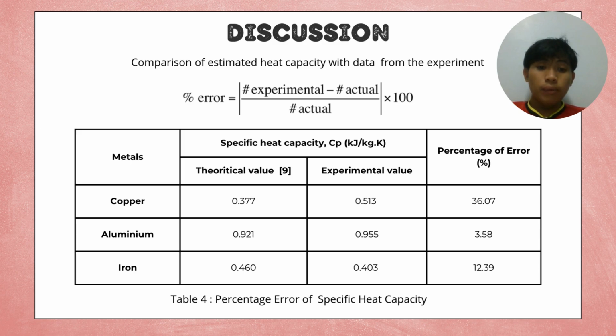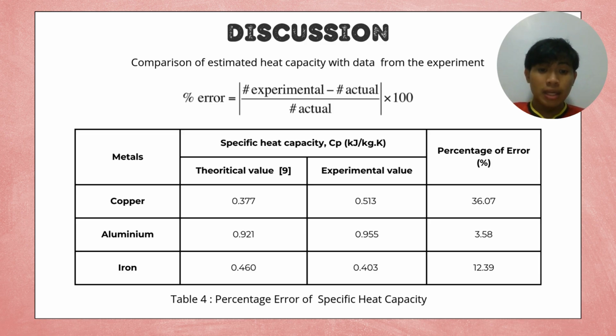Okay, so right now we're going to go to the discussion part. The first part of the discussion will be the comparison of estimated heat capacity with the data from the experiment. We're going to calculate the percentage error, which is experimental value minus the actual over actual times 100%. As for copper, the theoretical value would be 0.377, whereas what we got from the experiment is 0.513. And the percentage error would be 36.07.